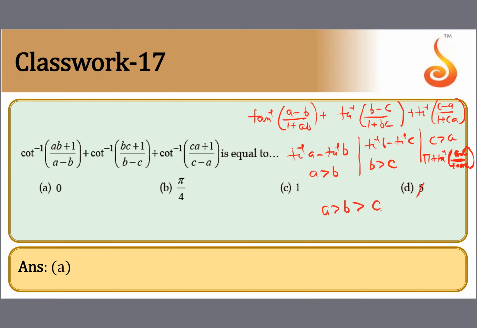They have not given pi. This is the correct option, but they have not given any inequality. Therefore, there is a mistake in this problem. Otherwise, you will get 0. If you open simply tan inverse a minus tan inverse b plus tan inverse b minus tan inverse c plus tan inverse c minus tan inverse a, all will cancel, and you get 0 because they have not given any condition. If they give this condition, then the answer will be pi.